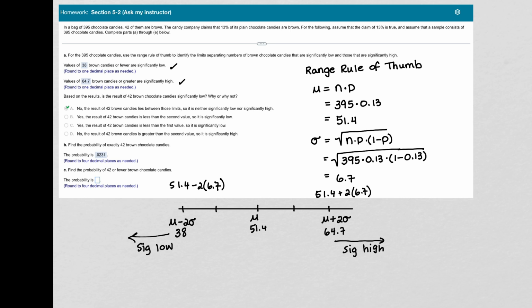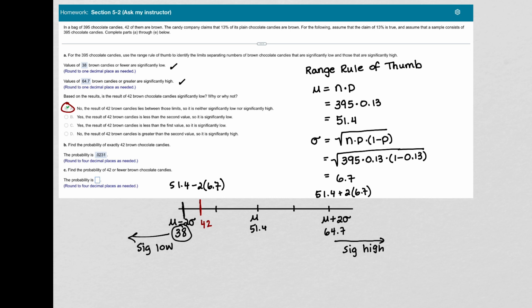And so it says, based on the results, is the result of 42 brown chocolate candies significantly low? No, because 38 is our cutoff for significantly low. That's the highest value you could have that would be called significantly low. So since the 42 is going to fall somewhere around here, that is in the range of values that are not significant. So that's where we get our answer for that third part of part A.